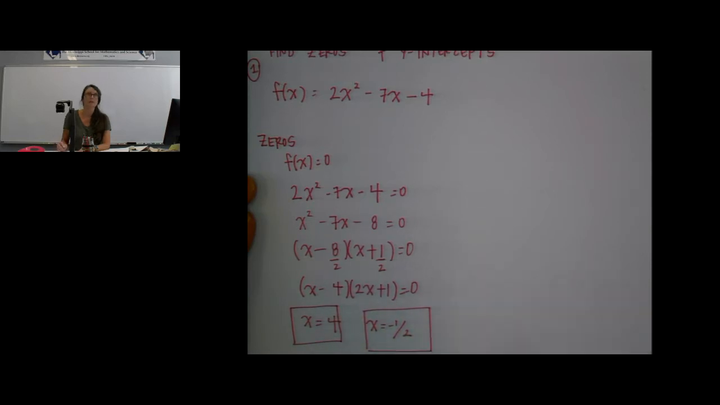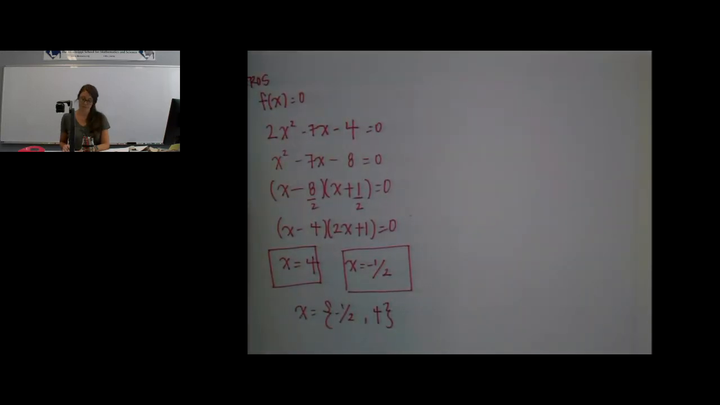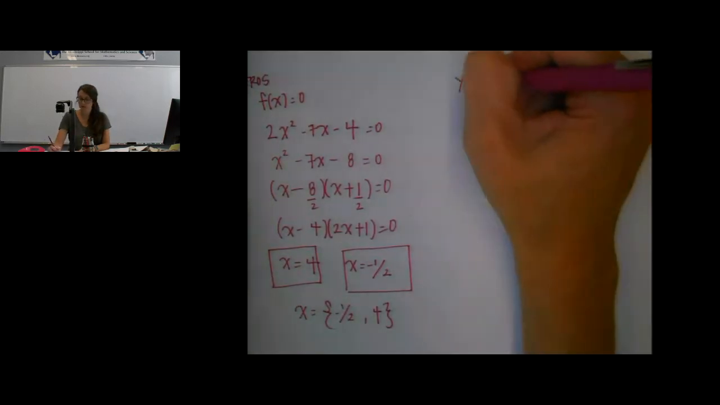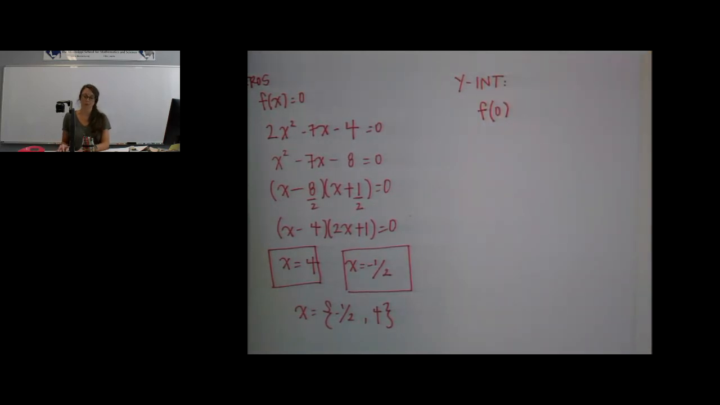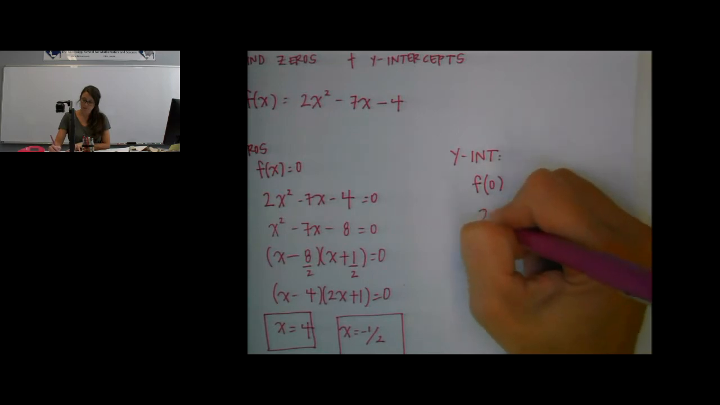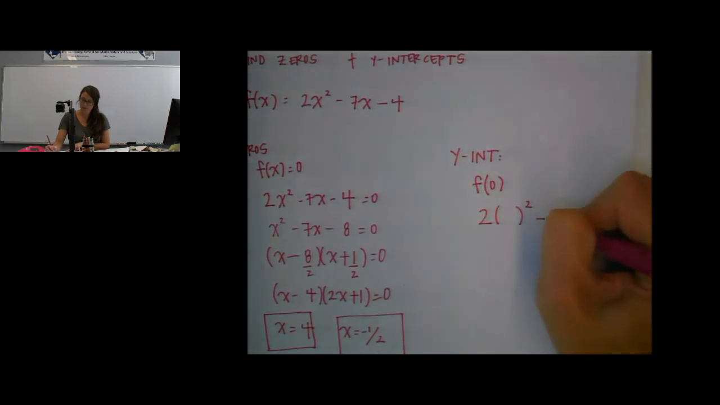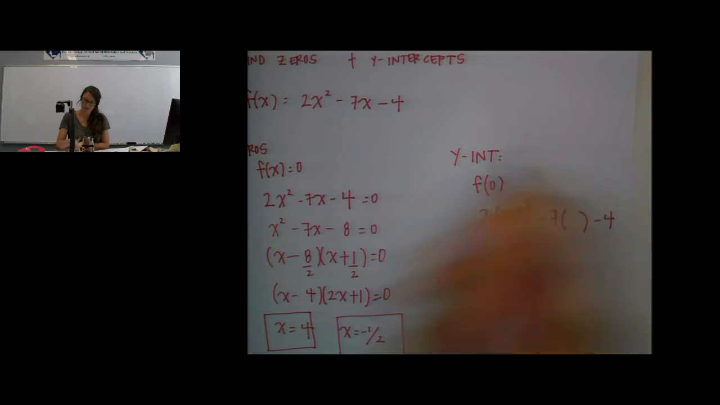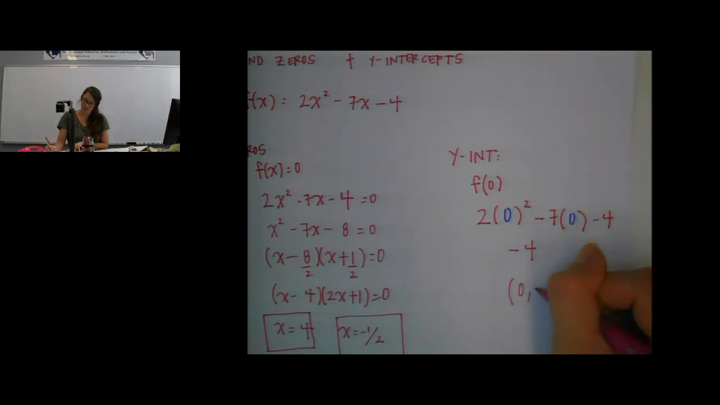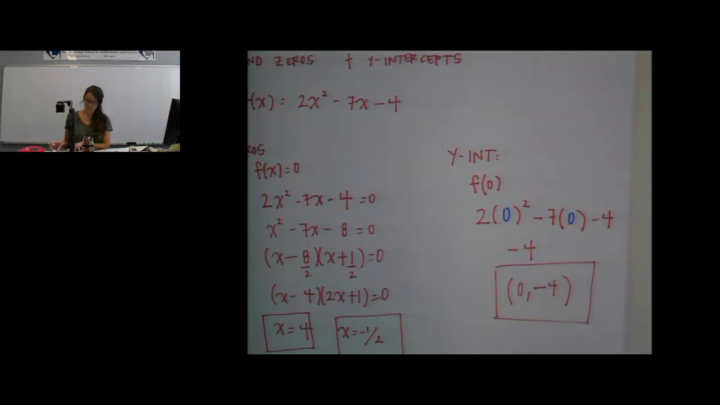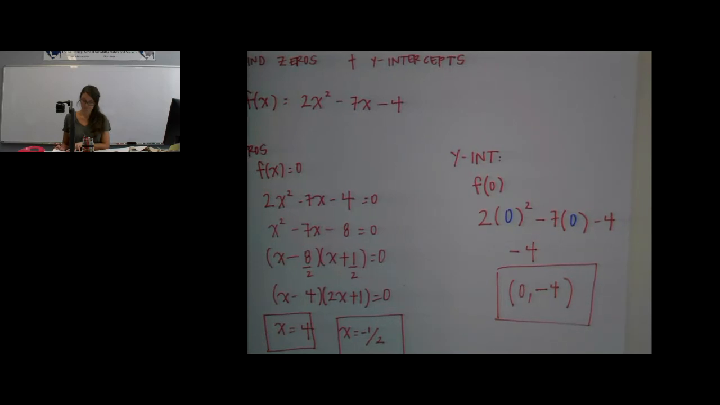This can be written in set notation like this. The y-intercept is found when you evaluate f of 0. So that means everywhere you see an x, you are going to plug in a 0. So 0 squared times that, so this is going to be -4. So the y-intercept is going to be at (0, -4). Okay?